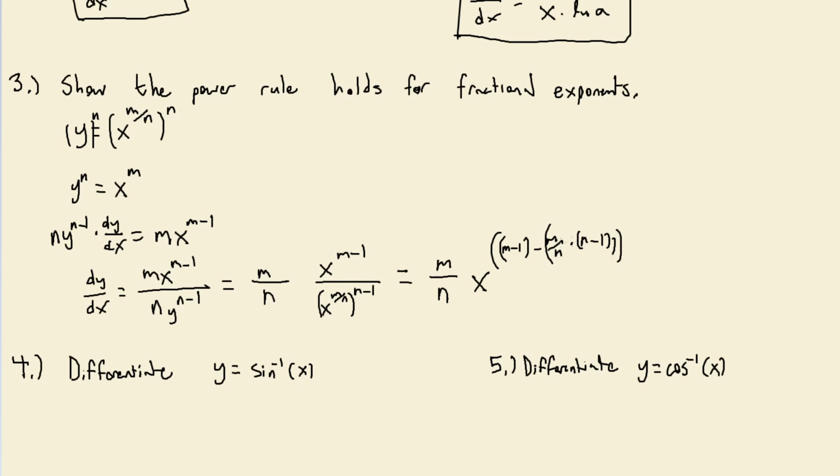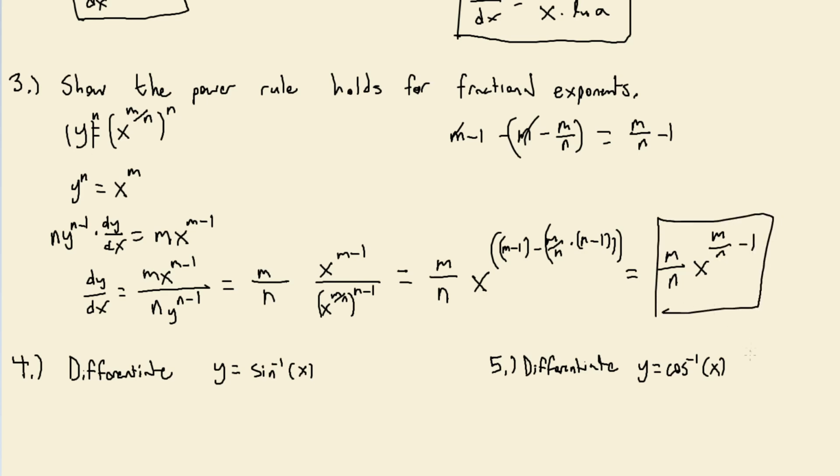And then we really just need to reduce this here. And so we have m minus 1 minus, and we can do this multiplication here. That would be m, because those n's would cancel, and then we would have minus m over n. And then we would distribute this negative, and we would get that these m's would cancel, and we would add this, and this would be m over n minus 1. And so our final answer here would be m over n times x to the power of m over n minus 1, which is exactly what we would expect based off of our power rule.